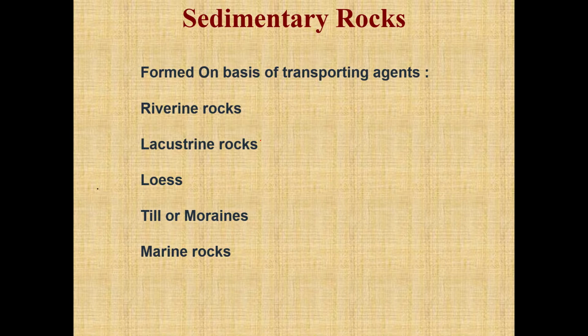Sedimentary rocks are formed on the basis of transporting agents, and they are known as riverine rocks if formed by rivers, lacustrine rocks in the lake area, loess because of wind deposition, and till or moraines because of glacial work, and marine rocks because of ocean currents and tides.